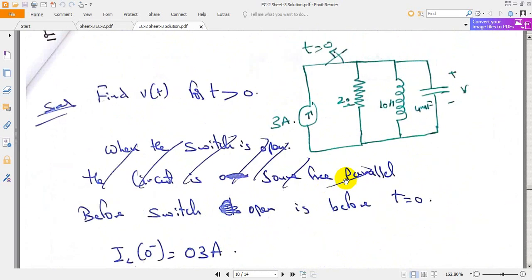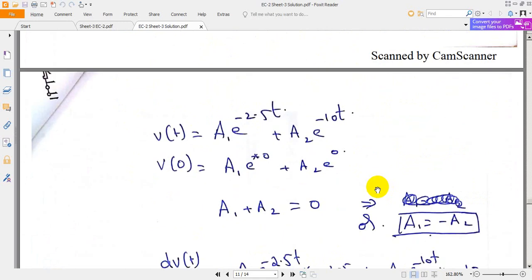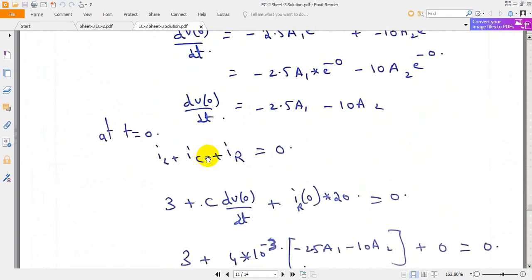Again, it is an RLC circuit post switching operation. Under this condition, the sum of the currents at this node will be equal to 0. All are connected together. The algebraic sum of the currents flowing through this node will be equal to 0. Under such conditions, IL plus IC plus IR is equal to 0 at t is equal to 0. Current through the inductor is 0.